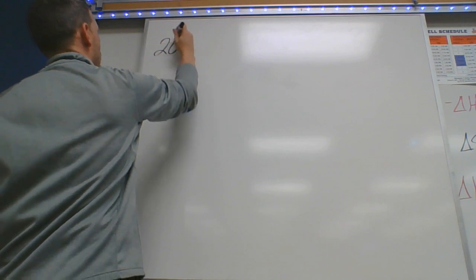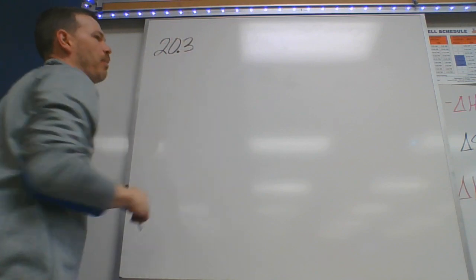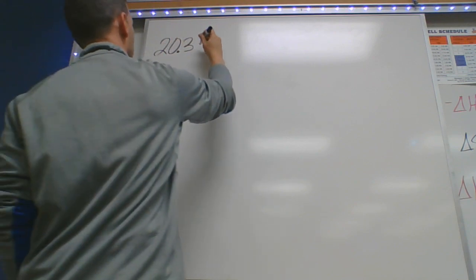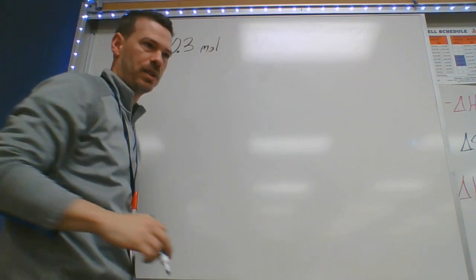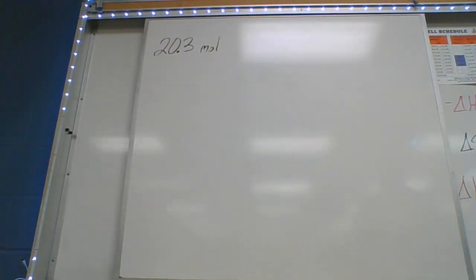But do write this down. Let's say that we had 20.3 moles. Aspen's in play. Let's go mess with some people.